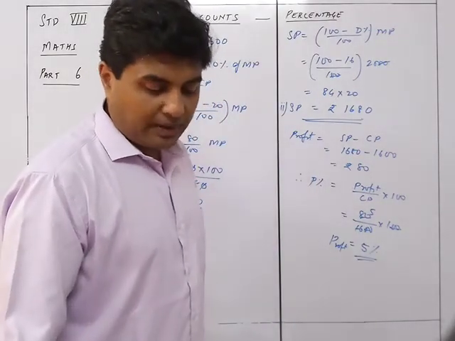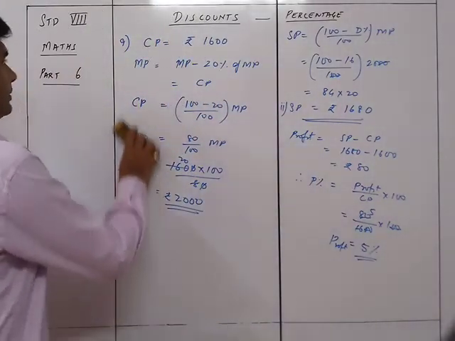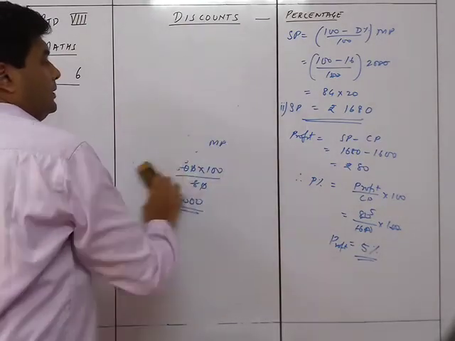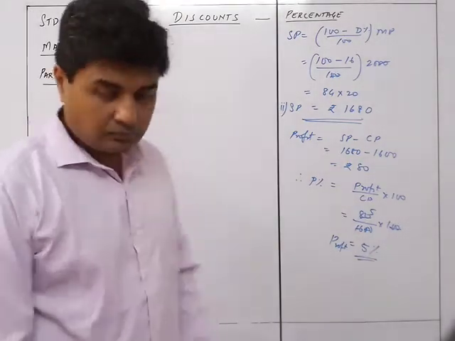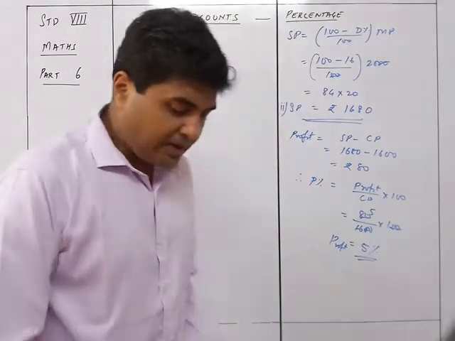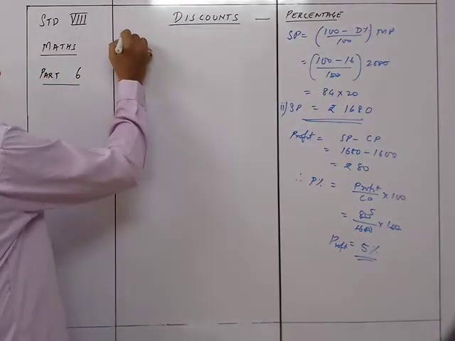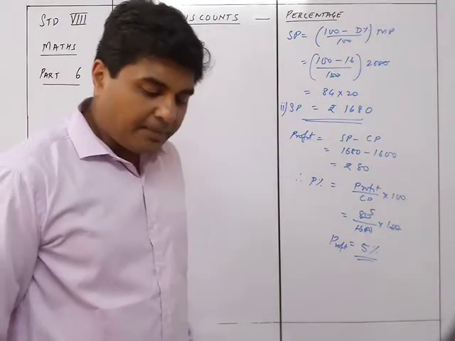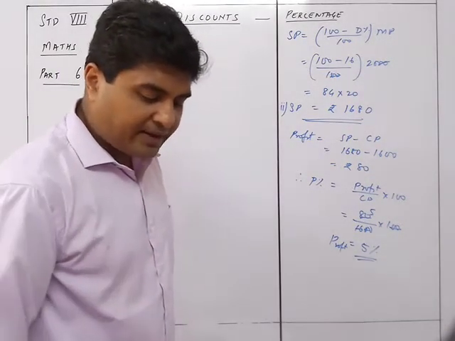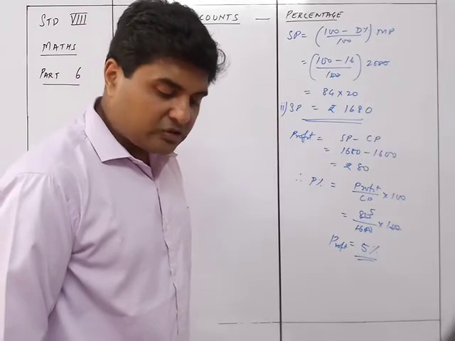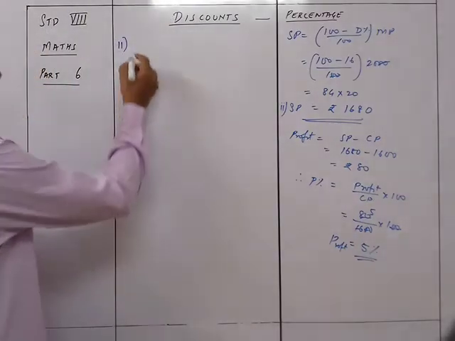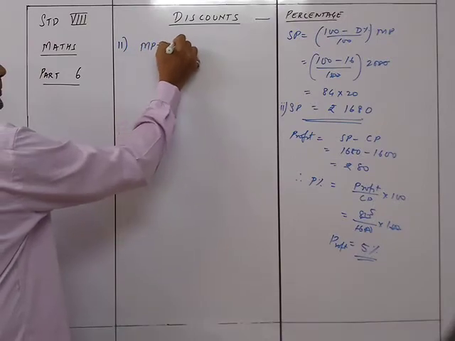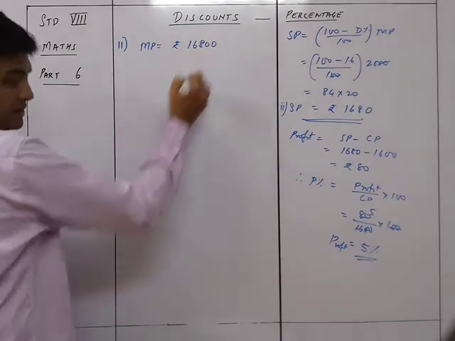We now move on to sum number 11. The printed price of a refrigerator is rupees 28,600. A dealer offers two successive discounts, 10% and 5%. Find the price paid. So we have here the mark price equal to rupees 28,600.